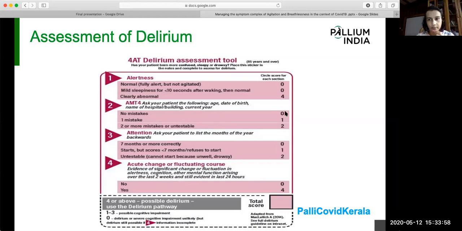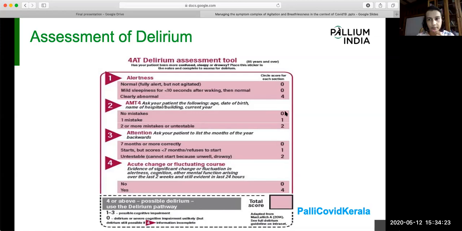And the last one is about the acute change or fluctuating course, which is where there is evidence of significant change or fluctuation in the alertness or cognition or other mental function, which arose over the last 2 weeks, but is still evident in the last 24 hours. Now, this might be untestable or difficult to detect in our patients because usually the patient might come on their own because of the quarantine issues. So we can only detect this by phoning the family back home. So that is the last one.